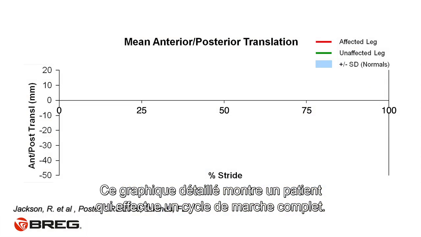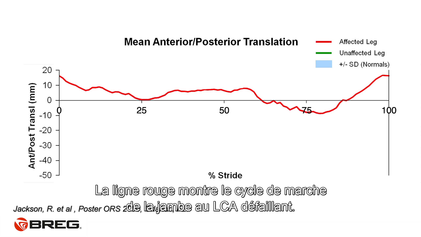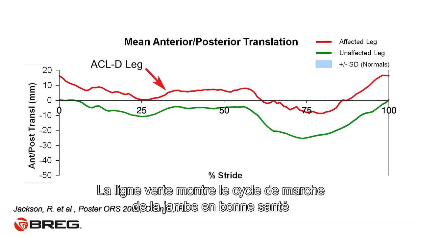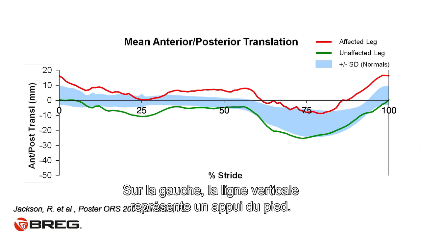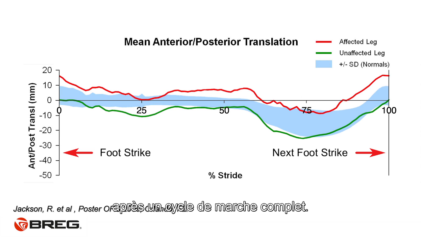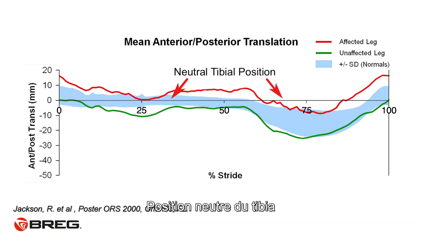This particular graph shows one patient walking through one complete gait cycle. The red line shows the gait cycle of the patient's ACL deficient leg. The green shows the gait cycle of the same patient's healthy leg. On the left, the vertical line represents one foot strike. On the right, the second vertical line shows the next foot strike after one complete gait cycle. The horizontal line in the middle is the neutral tibial position.